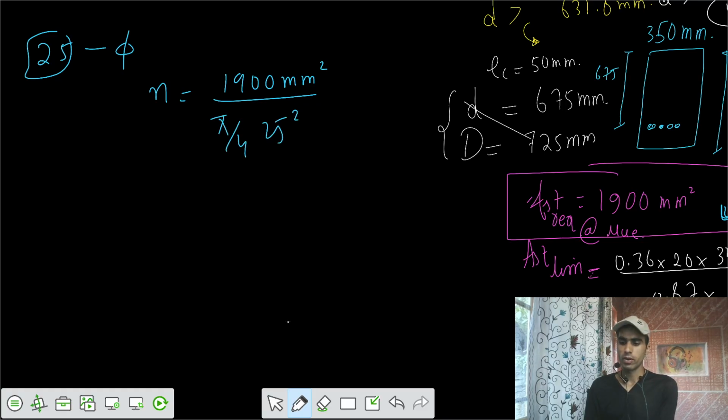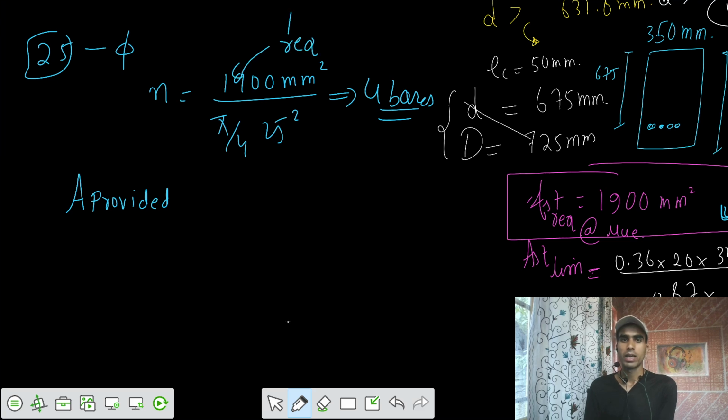So we require almost 4 bars. Finally, I would say 4 bars are required. It's almost 3 point some value, so you can say 4 bars are required. That means the area we provided, finally, was the area required, AST required.